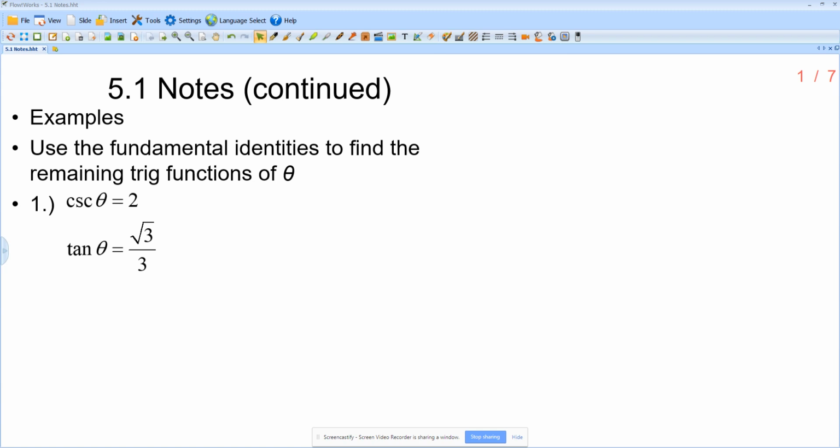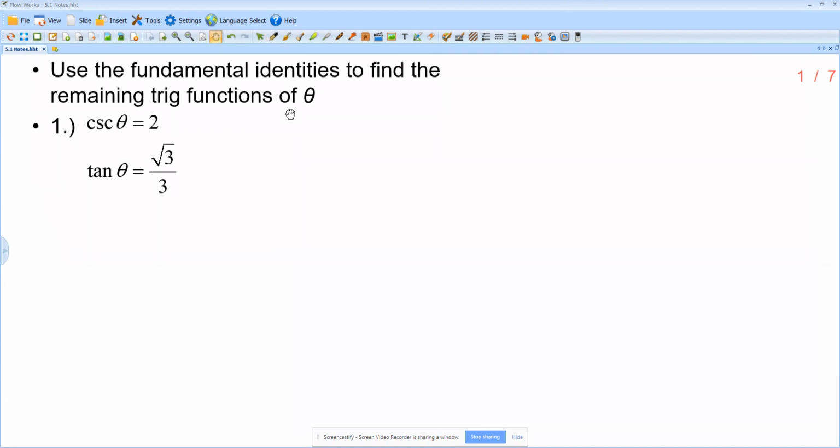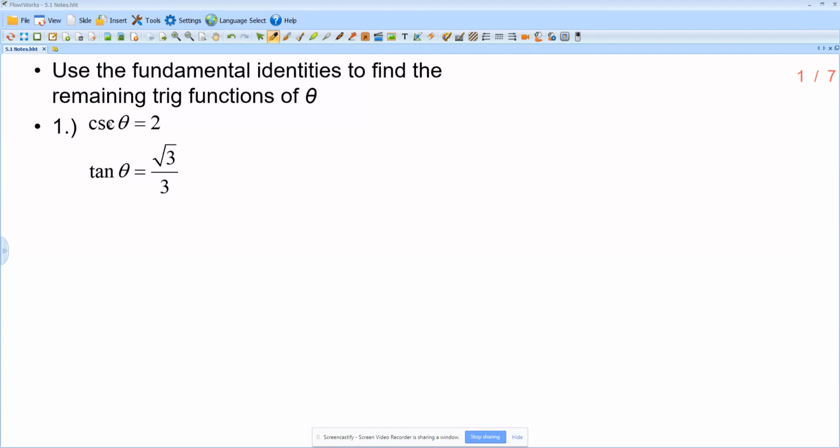Optional video examples. Use the fundamental identities to identify the remaining trig functions of theta. So we have cosecant theta equals 2 and tangent theta equals root 3 over 3. Now, if cosecant is equal to 2, well, cosecant is a sine function. So that means that the sine of theta is always 1 over the cosecant of theta. So that would be 1 over 2, or just 1/2.